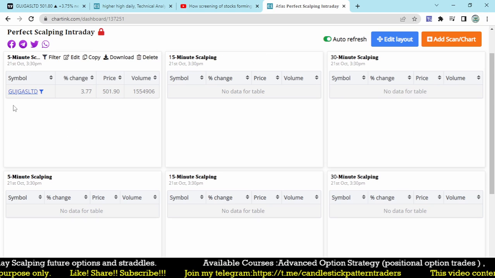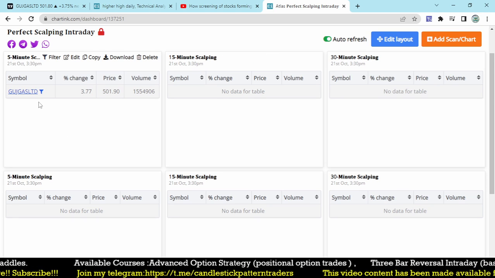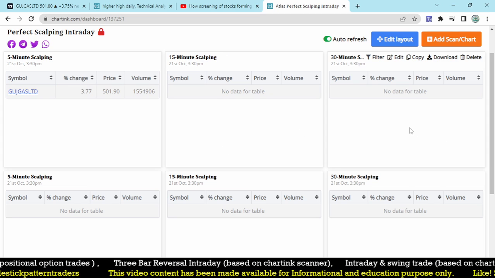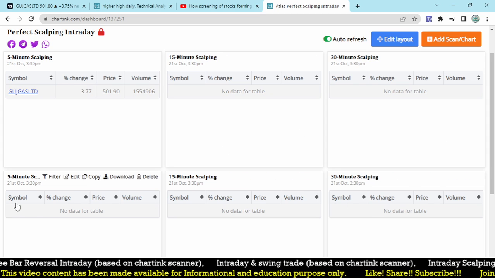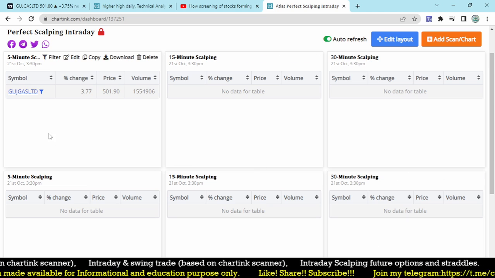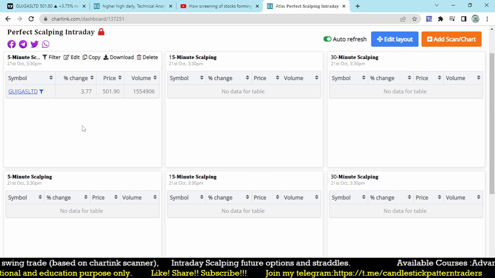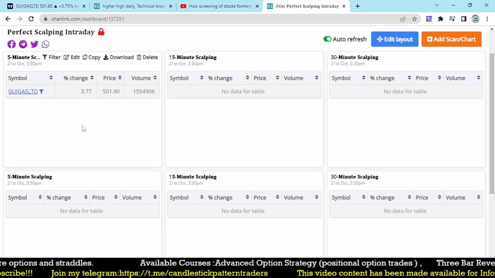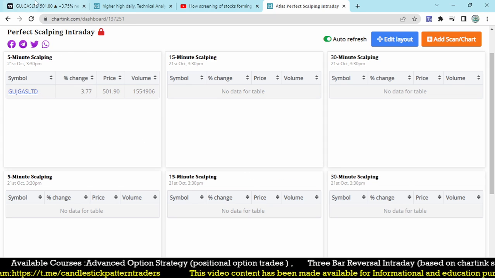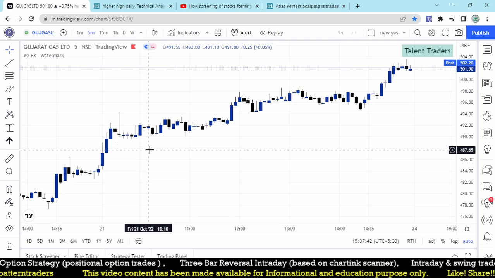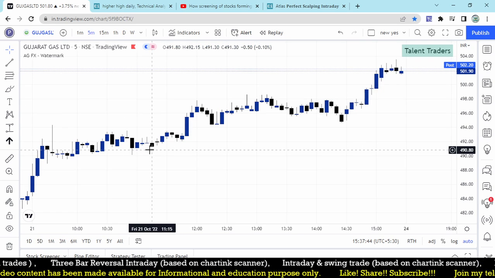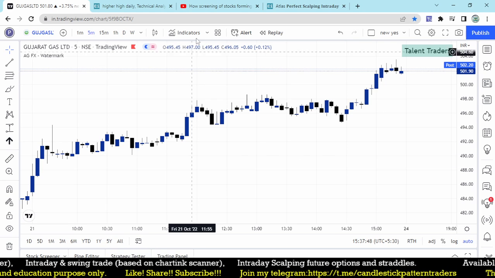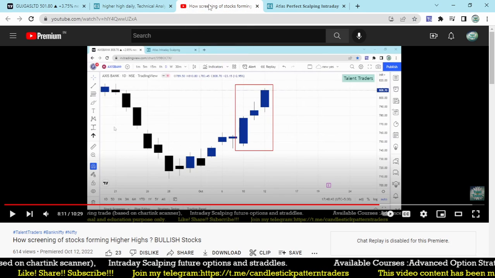So we find only one stock, that is Gujarat Gas. We don't get any 15-minute stock, and we don't get any 30-minute stock. On the selling side, we don't get any, only one stock which is a 5-minute. It's Gujarat Gas, and the initial trade failed, and the second trade generated more than 10 points. The same concept I used on a daily time frame. On the daily time frame, I found two stocks, and I have also made a video for that. So let's look, I'm showing that video here.